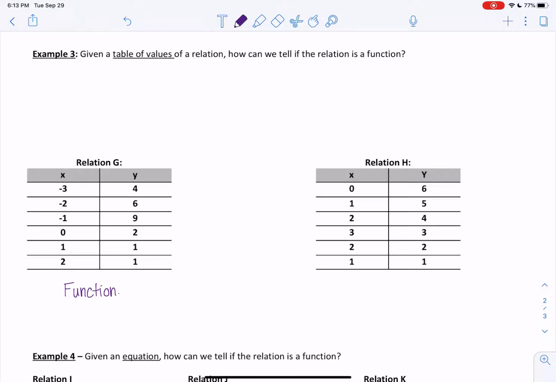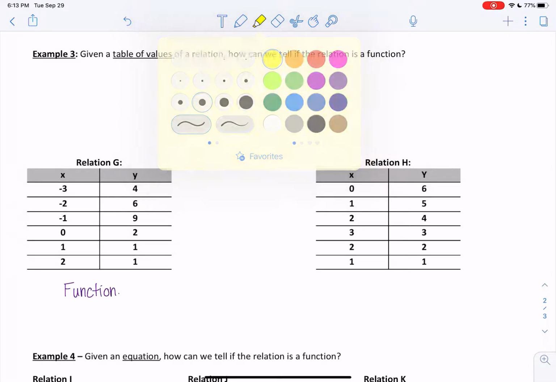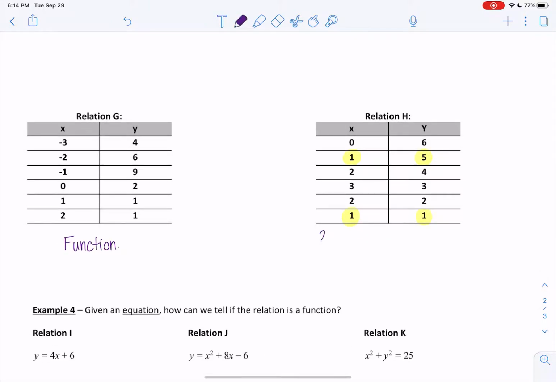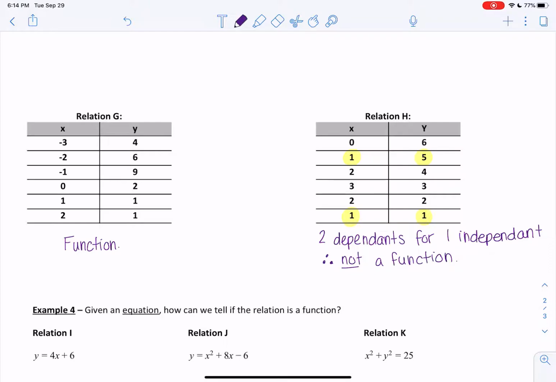Now for relation H, again, I'm going to go through my independent values and I look and I have 1 here and 1 here. And if I look, they have different y values and that cannot happen. So how we write out our answer: 2 dependents for 1 independent. And that's a problem, so therefore it is not a function. So again, it's still a relation, but just not in our function category.